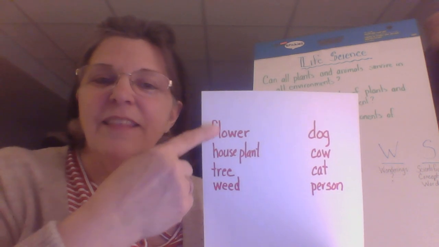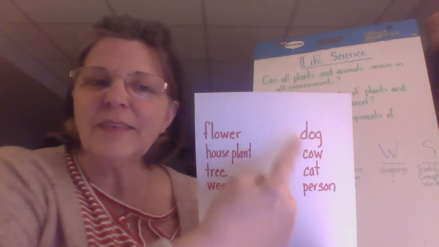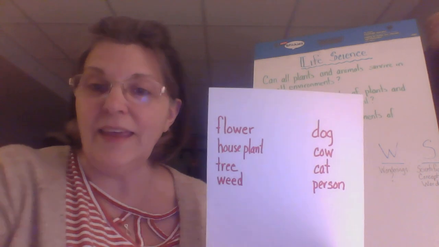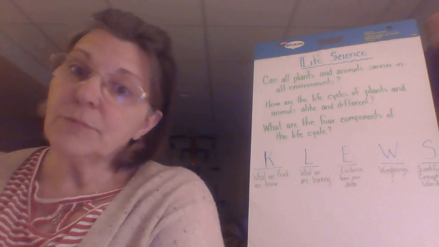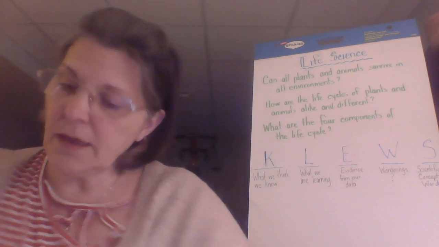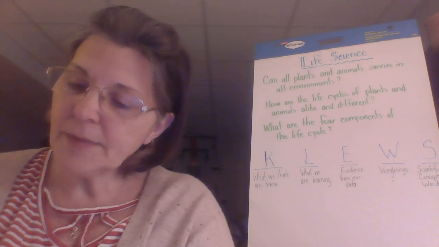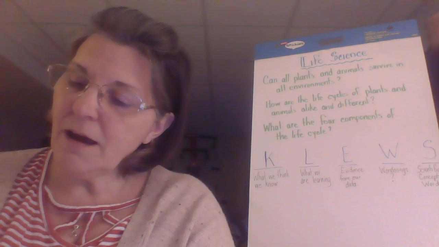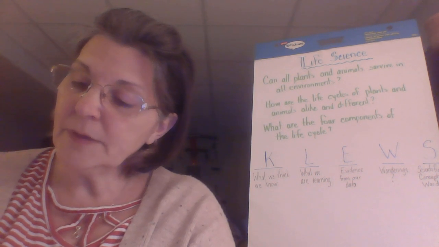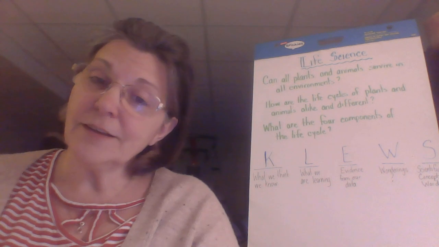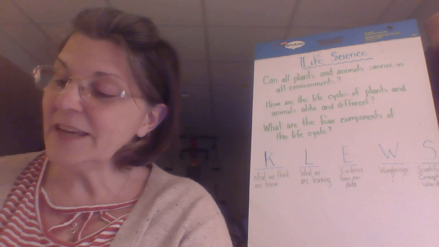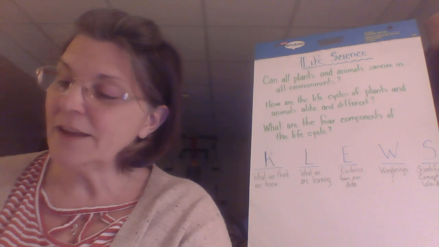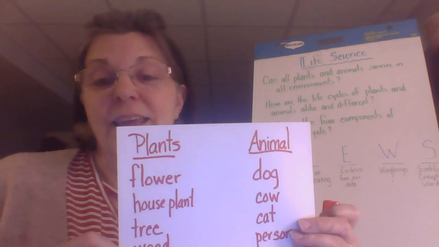That's right. These are all plants. These are all animals. Plants and animals. Plants and animals are living things. And yes, I am an animal. If living things are plants and animals, I am not a plant, so I must be an animal. Plants and animals.